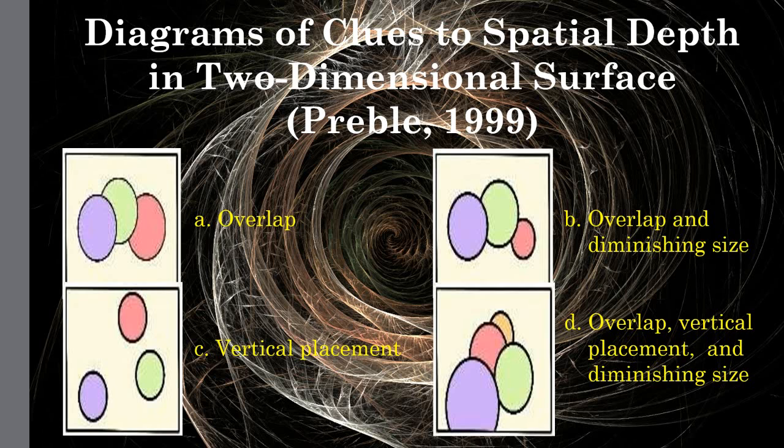The diagrams show clues to spatial depth on a two-dimensional surface. Letter A, overlap. B, overlap and diminishing size. C, vertical placement. And letter D, overlap, vertical placement, and diminishing size.